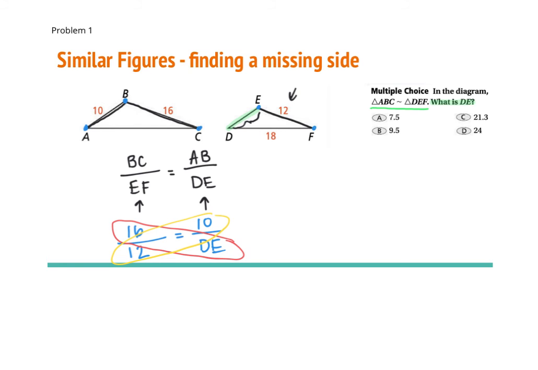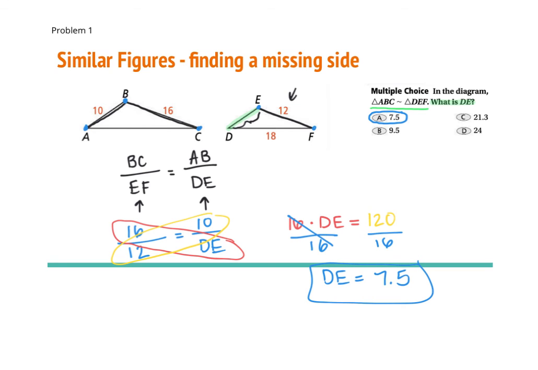Okay, so the red portion is going to turn into 16 times DE is equal to, and then the yellow portion will be 120. We can divide both sides by 16, not 12, 16. These will cancel, and we're going to be left with DE equals 120 divided by 16, which gives us 7.5, which is A.